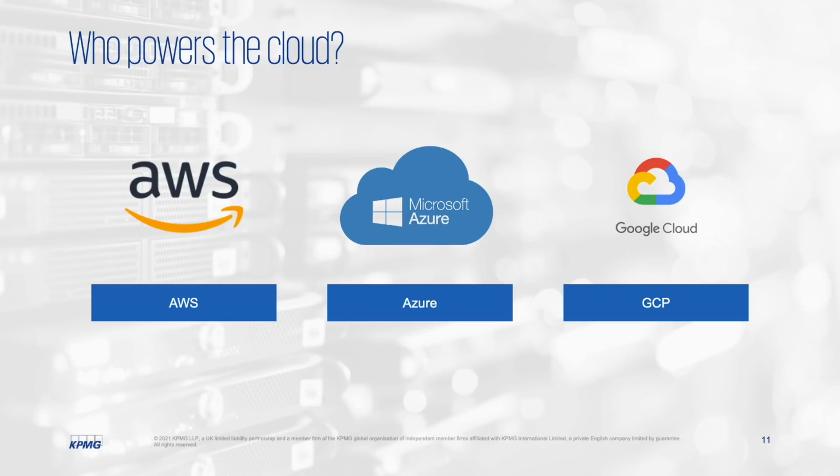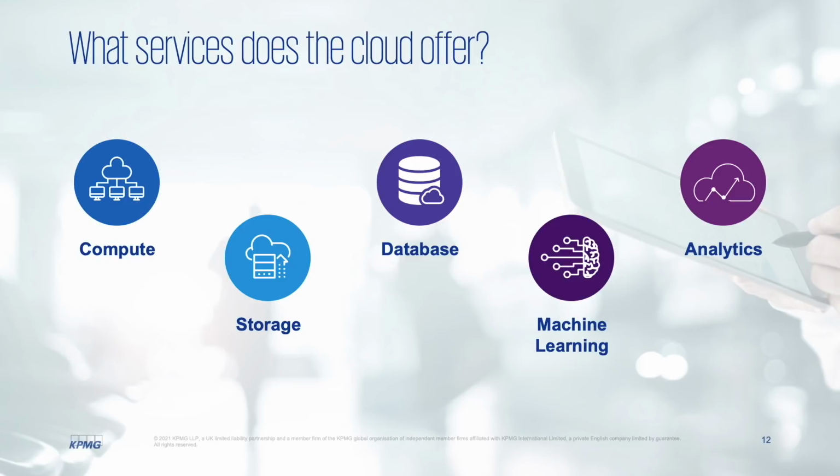So there are a lot of companies that power the cloud, but the main three providers are Amazon Web Services, Microsoft Azure, and Google Cloud Platform. The services the cloud offers can be broadly broken down into several different areas. There's compute, which is processing data; storage, which lets you store massive amounts of data; database, which is another way to store your data, but in a more structured way; machine learning, which lets you perform artificial intelligence on your data; and analytics, which lets you find and visualize trends in your data.